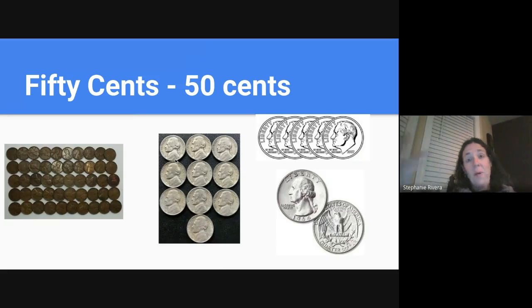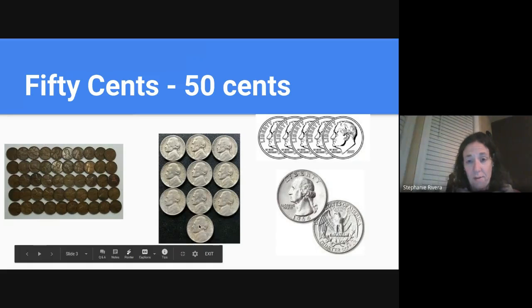Now a nickel is worth how much? You're right, a nickel's worth 5 cents. So let's count the nickels. 5, 10, 15, 20, 25, 30, 35, 40, 45, 50. So we know we have 50 cents. Let's count these nickels. 1, 2, 3, 4, 5, 6, 7, 8, 9, 10. You're right, we have 10 nickels.